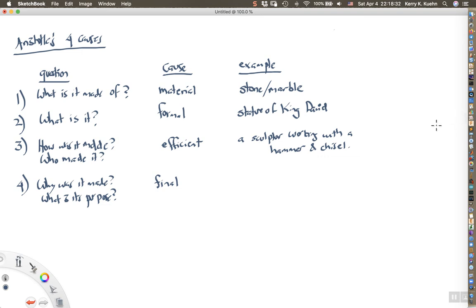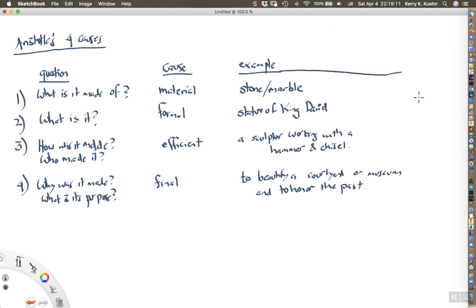But we still don't fully understand this object until we understand why was it made, or what is its purpose. The purpose of the statue might, for example, be to beautify a courtyard or a museum, and to honor the past. That would be the final cause, or the purpose of this. And now, according to Aristotelian thinking, we would have a complete understanding of this statue.